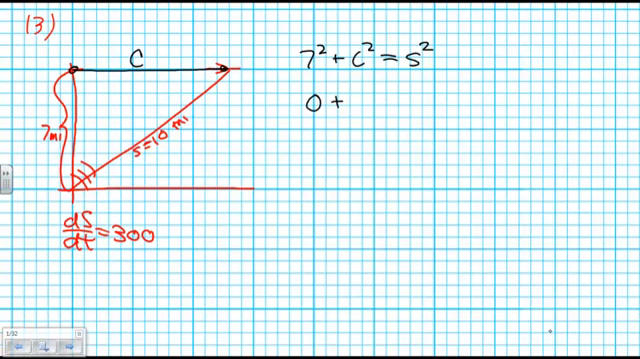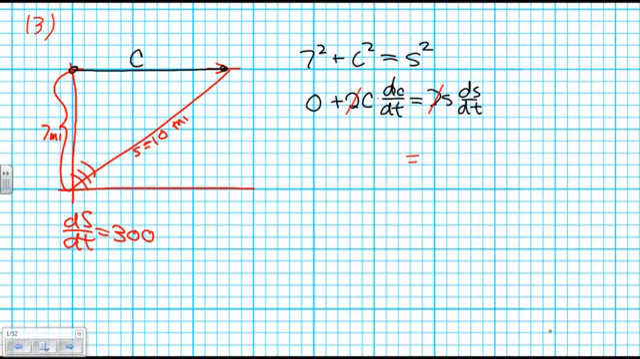The derivative of c squared, 2c dc/dt. And then the derivative of s squared, 2s ds/dt. And we can divide both sides by 2 and get rid of those. So, plug and chug time.